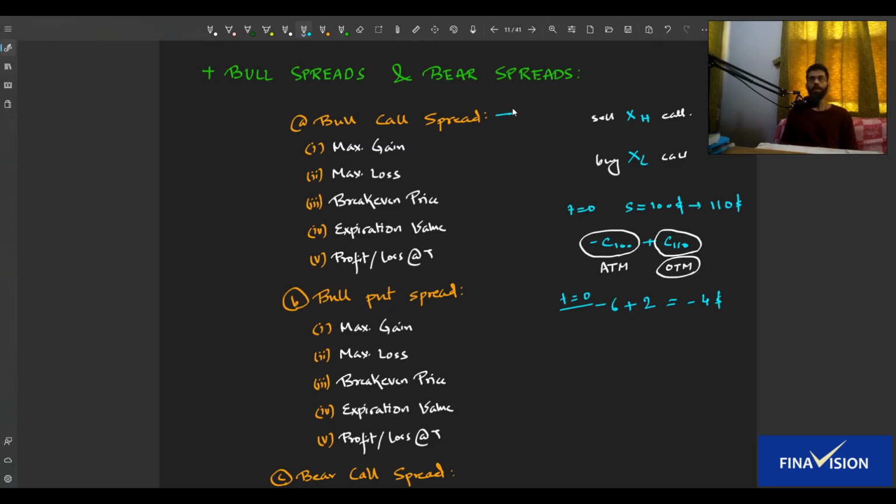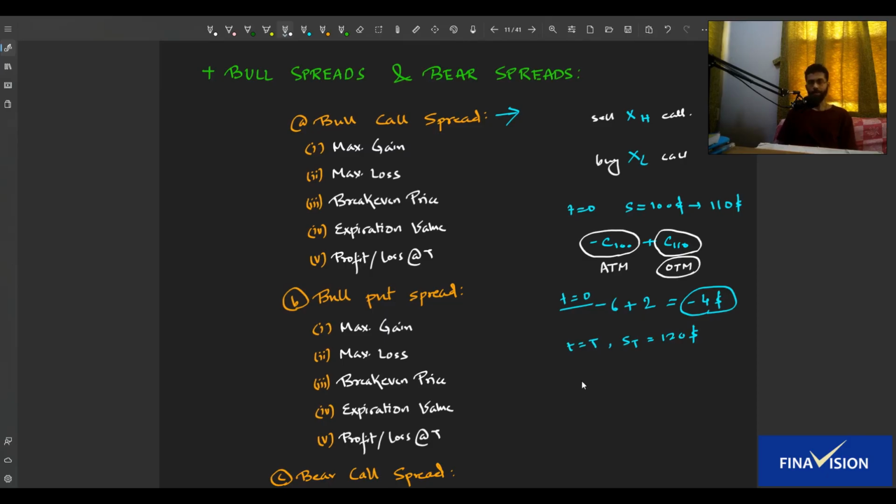We are right now discussing the bull call spread, and we have started with the cash flows at t equal to 0 and the strategy itself based on the speculations. Now at expiry, that is t equal to capital T, let's say the price of the stock has reached $120. Now both the options are in the money, so both of them are going to be exercised.